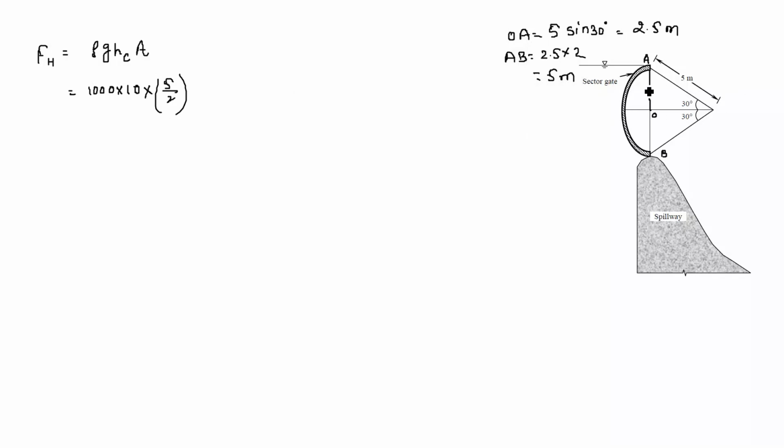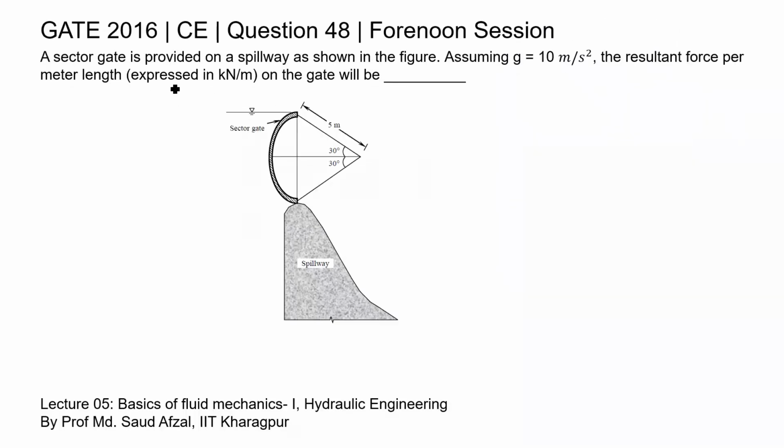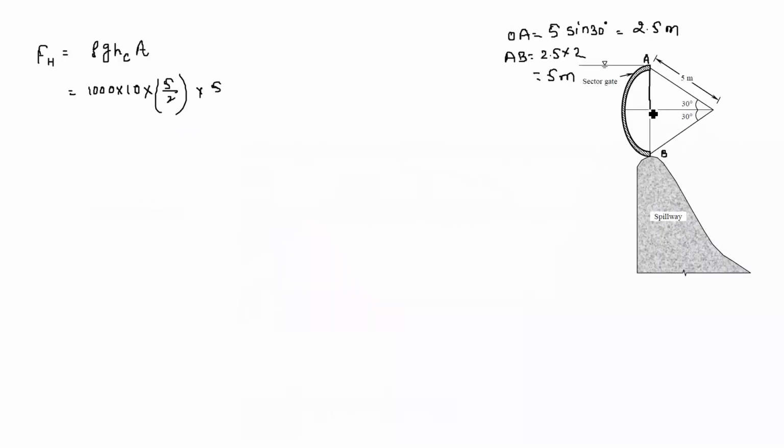Now the area of this plane will be this height into width. The height will be AB, which is 5 meter. And in this question it is asking for the force per meter length, so suppose the width of this sector gate is 1 meter. After calculating this, we will get the force in horizontal direction as 125,000 Newton. So we can write it as 125 kilonewton simply.